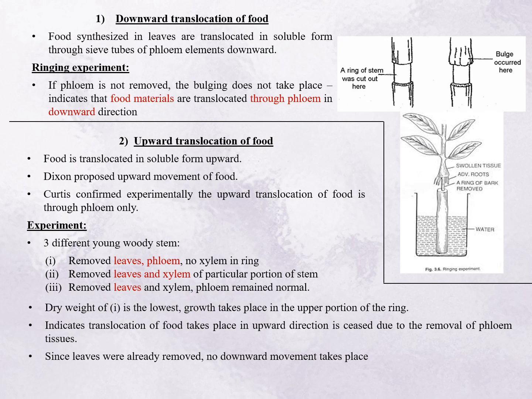That itself was its weight. But in other cases, it had translocation process through phloem, and that showed the higher dry weight. So from this experiment, it was clear that the upward translocation of food materials also happens through phloem. So these two experiments showed that plants can have a two-way translocation, upward to downward or downward to upward.